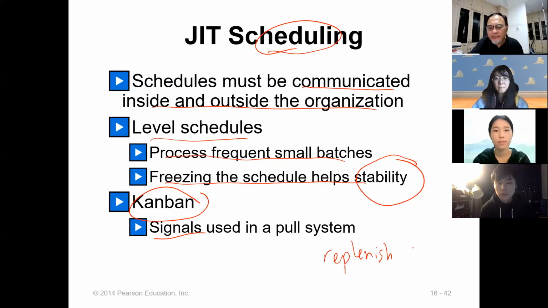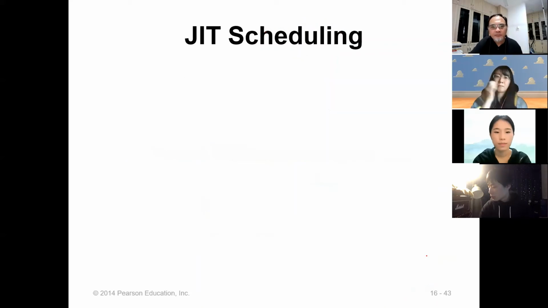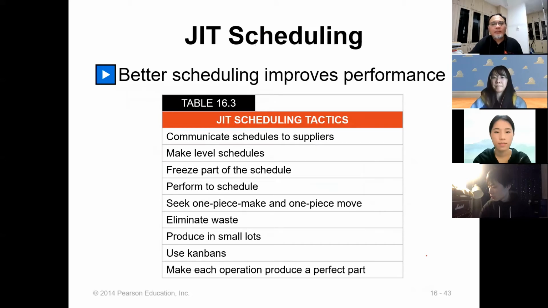So replenish inventory in the next process. But you don't push, okay? You don't push. Push means I have completed, I push forward, give to the next process. So that's not lean production. So better when you have good scheduling, so of course it will improve performance. It is very systematic, step by step, and also you will see these things happening.